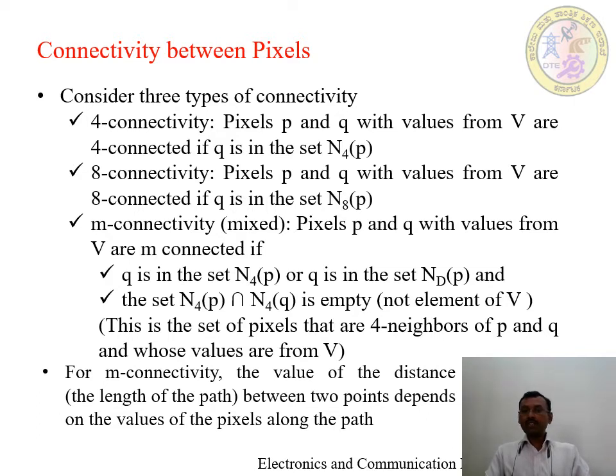So pixels P and Q with values from V are 4 connected if Q is in the set N4 of P. Similarly, for 8 connectivity, that is 8 adjacent, pixels P and Q with values from V are 8 connected if Q is in the set N8 of P. For mixed adjacency or mixed connectivity, pixels P and Q with values from V are M connected if Q is in the set N4 of P, or Q is in the set ND of P and the set N4 of P intersection with N4 of Q is empty, that is, has no element of V. This is the set of pixels that are 4 neighbors of P and Q and whose values are from V. So for M connectivity, the distance, that is the length of the path between 2 points, depends on the values of the pixels along the path.